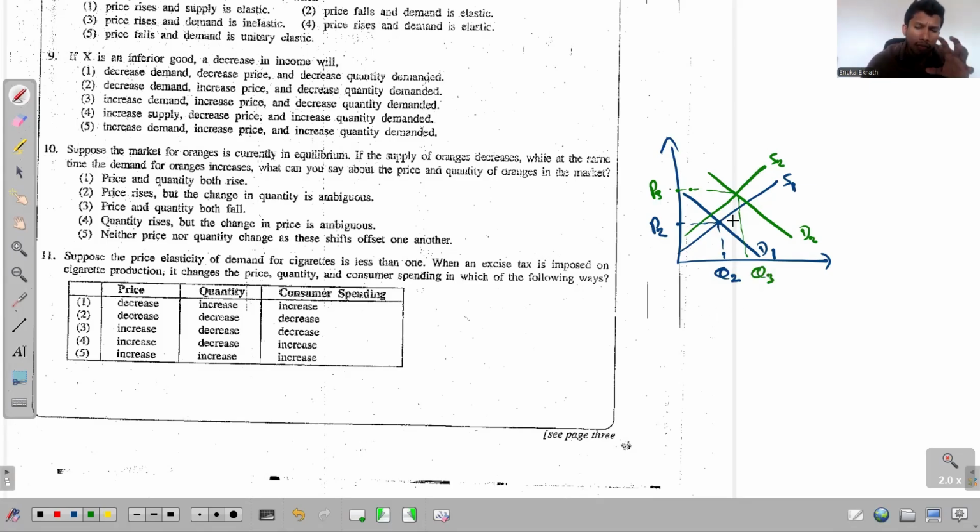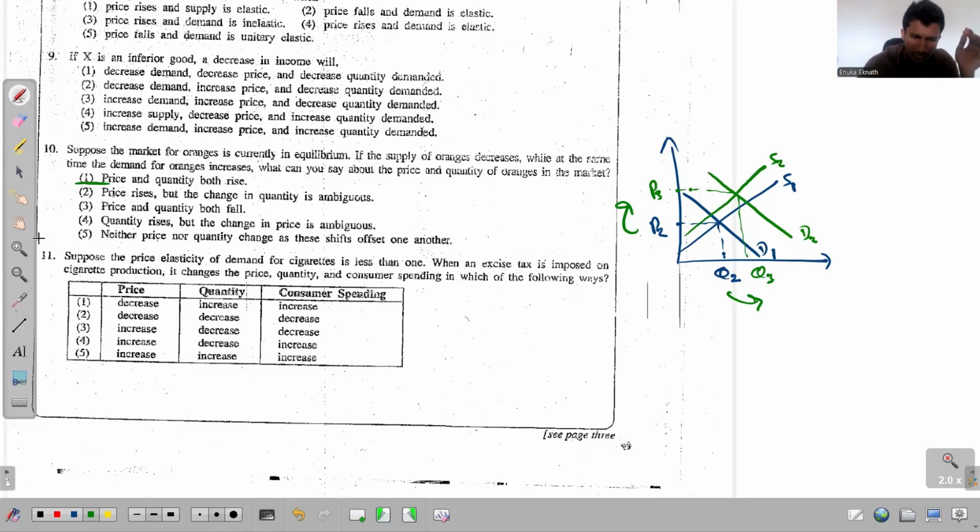Right. And by referring to your diagram, now you just try to find the answer. You read the first one. The first one is price and quantity both rise. See, the price has increased, even the quantity has increased. So you figure out, okay, the very first one has to be the answer, and you just select it. But wait.